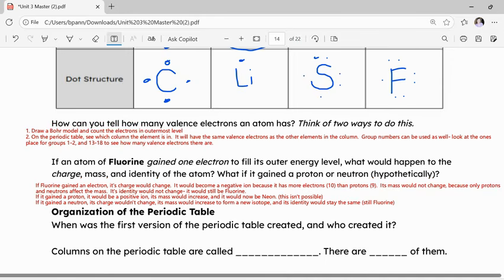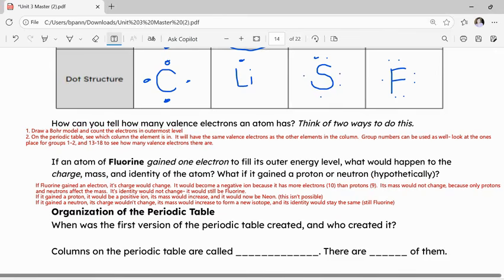If fluorine had gained a proton instead, which of course isn't possible, it would now be a positive ion because now it has more protons than it has electrons. Its mass would increase, and it would now be neon because it now has 10 protons, which changes the identity of the element.